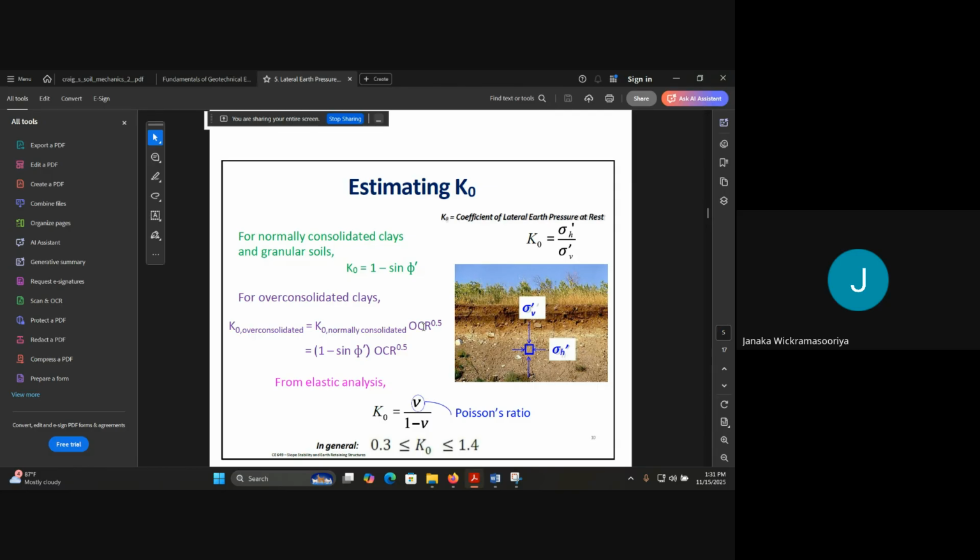But for the over consolidated clays, you can find K naught something like this, right?